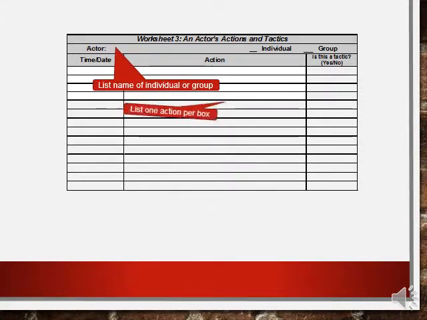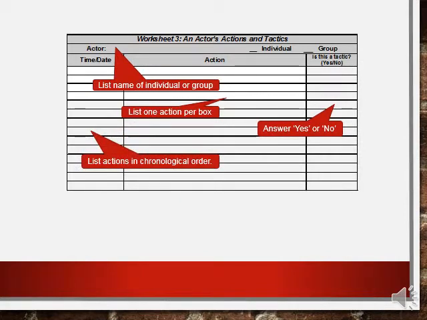Second, list 1 action per box. Third, answer yes or no in column 2. And fourth, list actions in chronological order.